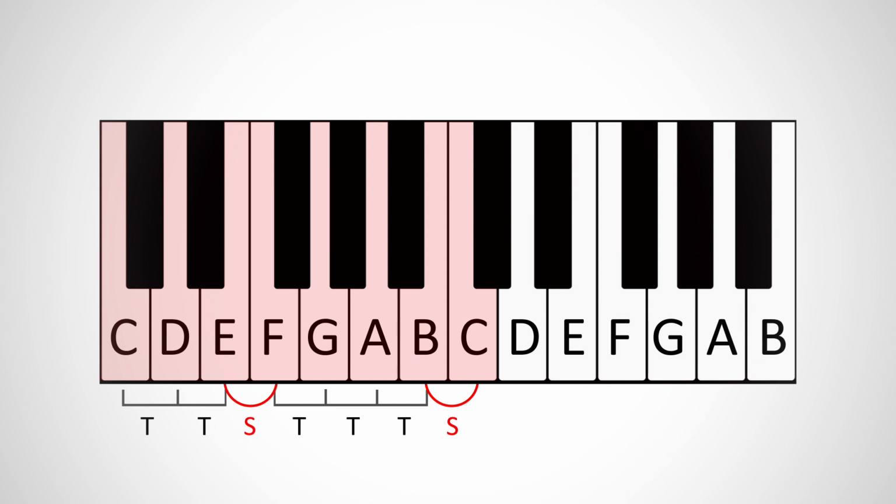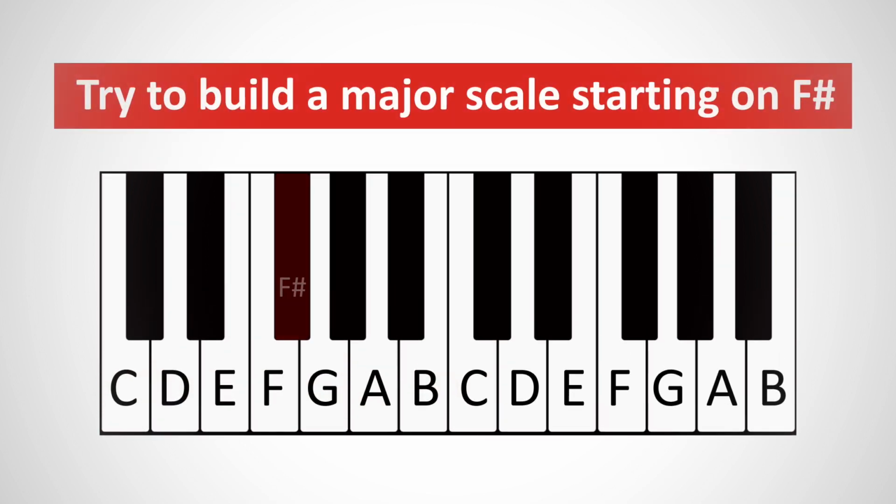So what notes will we end up with if, for example, we want to build a major scale over F sharp and not C? If you're near a keyboard, pause this video and see if you can build a major scale starting on F sharp yourself first.